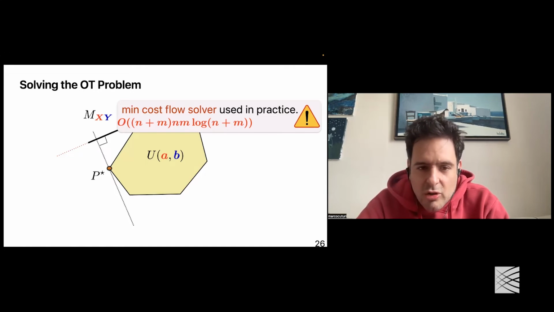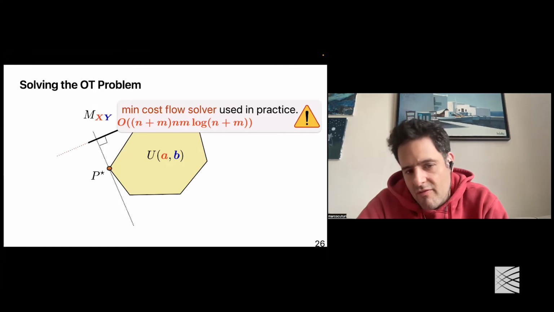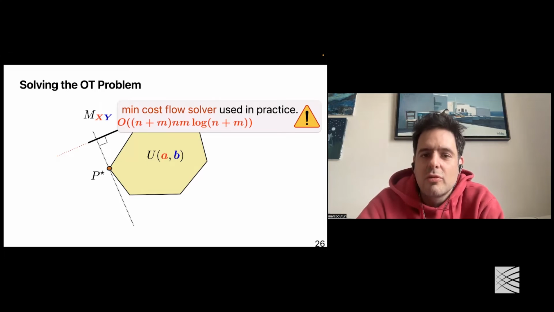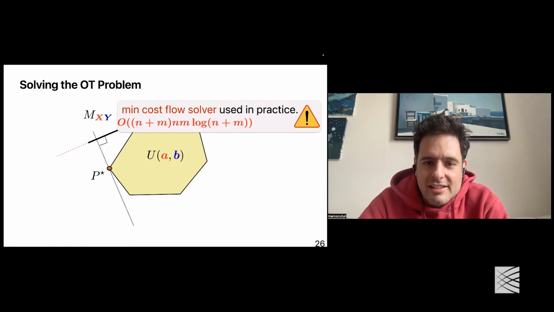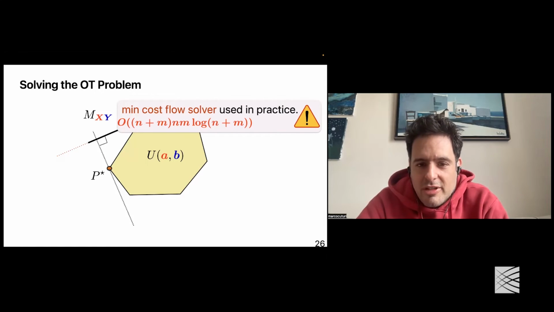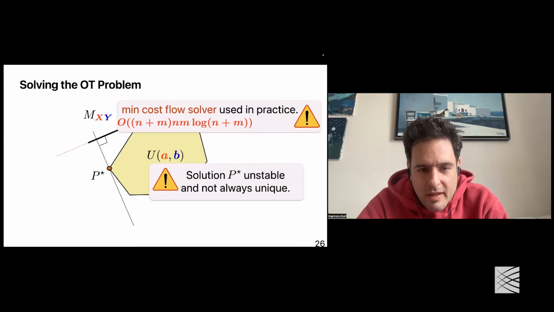As a side note, this is cubic in the number of points. So it's very costly. It's a half full or half empty glass. If you're coming from optimization, it's actually a fairly cheap price tag. But if you're coming from applications, it's way too costly.